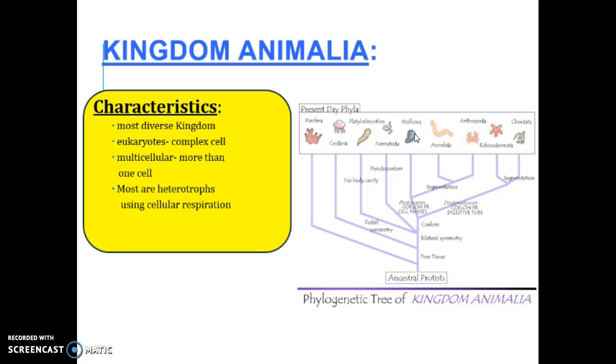The majority of kingdom Animalia are heterotrophs, which means they need to use cellular respiration and they need to eat something which either eats something that produces its own energy or produces its own energy.